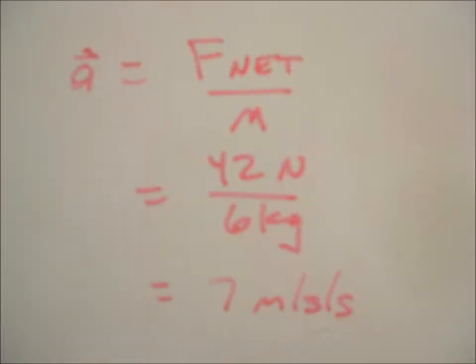Since the 42 Newton force is the only external force acting on the system, it is the net force. So we can set up our relationship for Newton's second law, which is in this form: acceleration equals F net over m, and sub in 42 newtons and 6 kilograms to get an acceleration of the system of 7 meters per second squared.